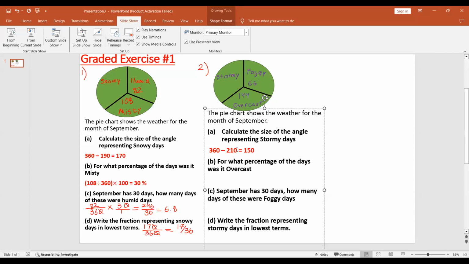Yeah, very good. So for the rest of you who are finished, take a picture of your work and send it to me via WhatsApp. Now, we know that the angle for stormy days is 150. What percentage of days is it overcast?